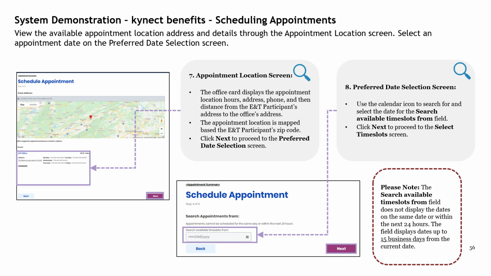On the Preferred Date screen, use the calendar icon to search for and select the preferred date in the Search Available Time Slots From field. Click Next to proceed to the Select Time Slot screen. Please note that the Search Available Time Slots From field does not display the dates on the same date or within the next 24 hours. The field displays dates up to 15 business days from the current date.